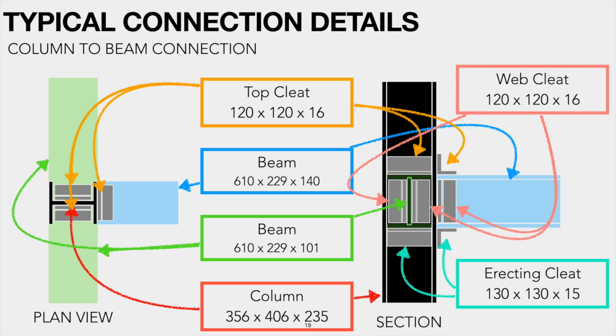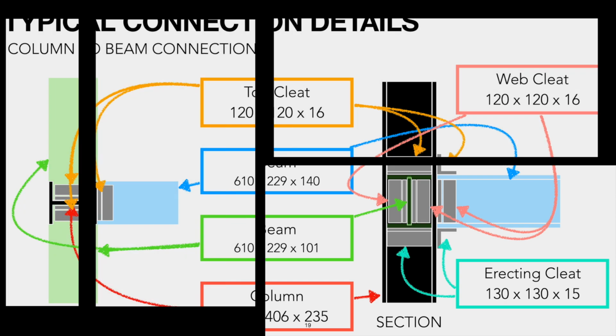130 by 130 by 15 L angles are used as erecting cleats. 120 by 120 by 16 L angles were used as web cleats and top cleats, and arc welding is used to attach all cleats to steel members.